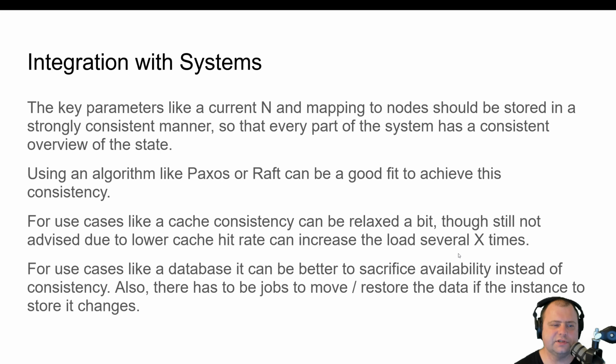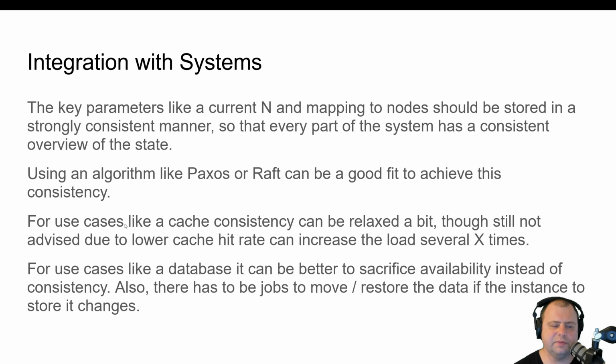Let's talk about some integration with systems. The key parameters, like the current n and mapping to the nodes, should be stored in a strongly consistent manner, because otherwise different parts of the system may have an inconsistent view of the state, and it's going to be a mess. Imagine putting a value into one instance of a cache, for example, and then another reader tries to find it on another instance. That's not going to go too well. You may want to use some algorithm like Paxos or Raft for achieving this strong consistency in a distributed system.